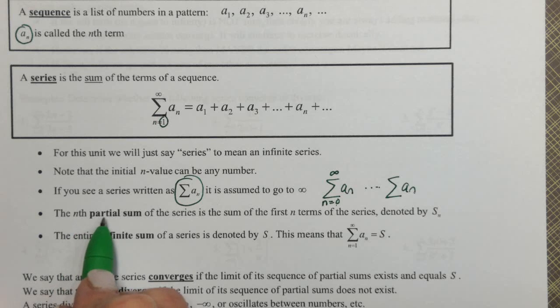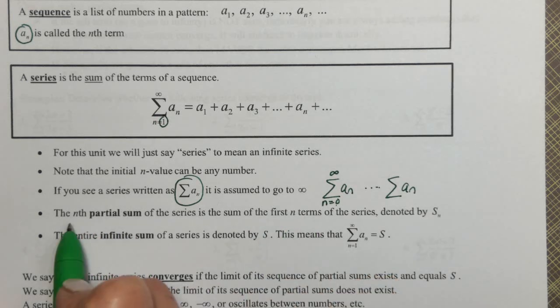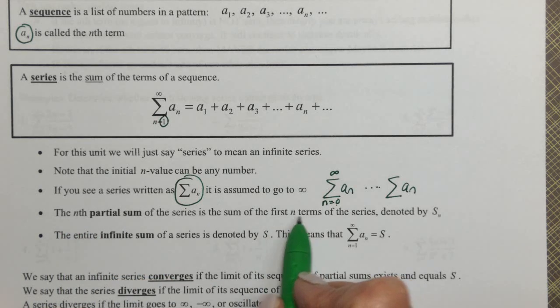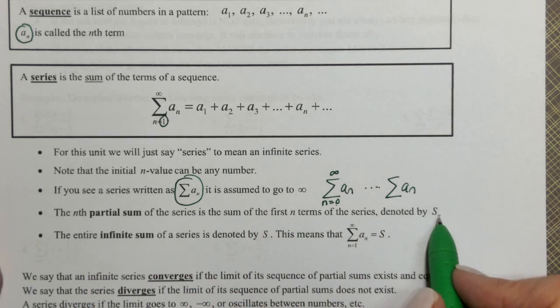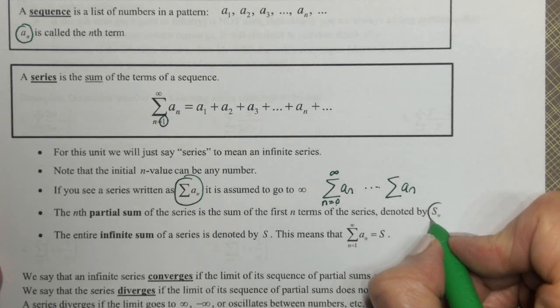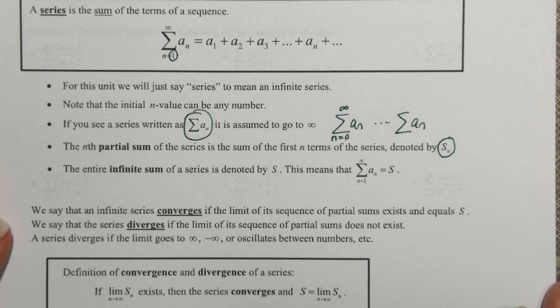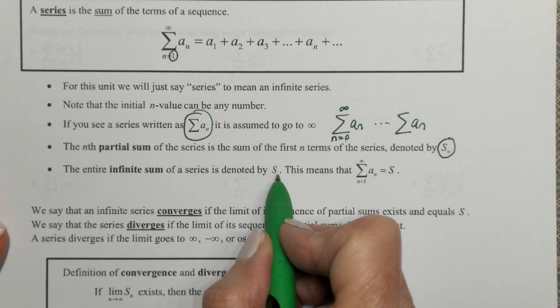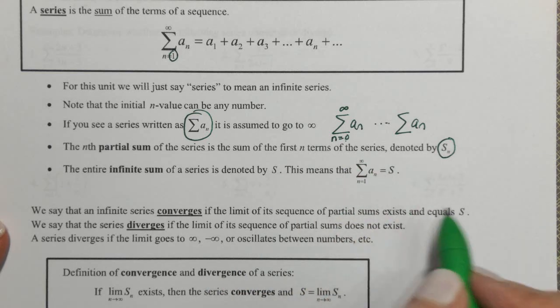The nth partial sum is the sum of the first n terms. So the third partial sum is the sum of the first 3 terms. The fifth partial sum is the sum of the first 5 terms, etc. And this is denoted S sub n. This is the sum of the first n terms. The entire infinite sum is denoted by a capital S with no subscript. That means that this sum is S.